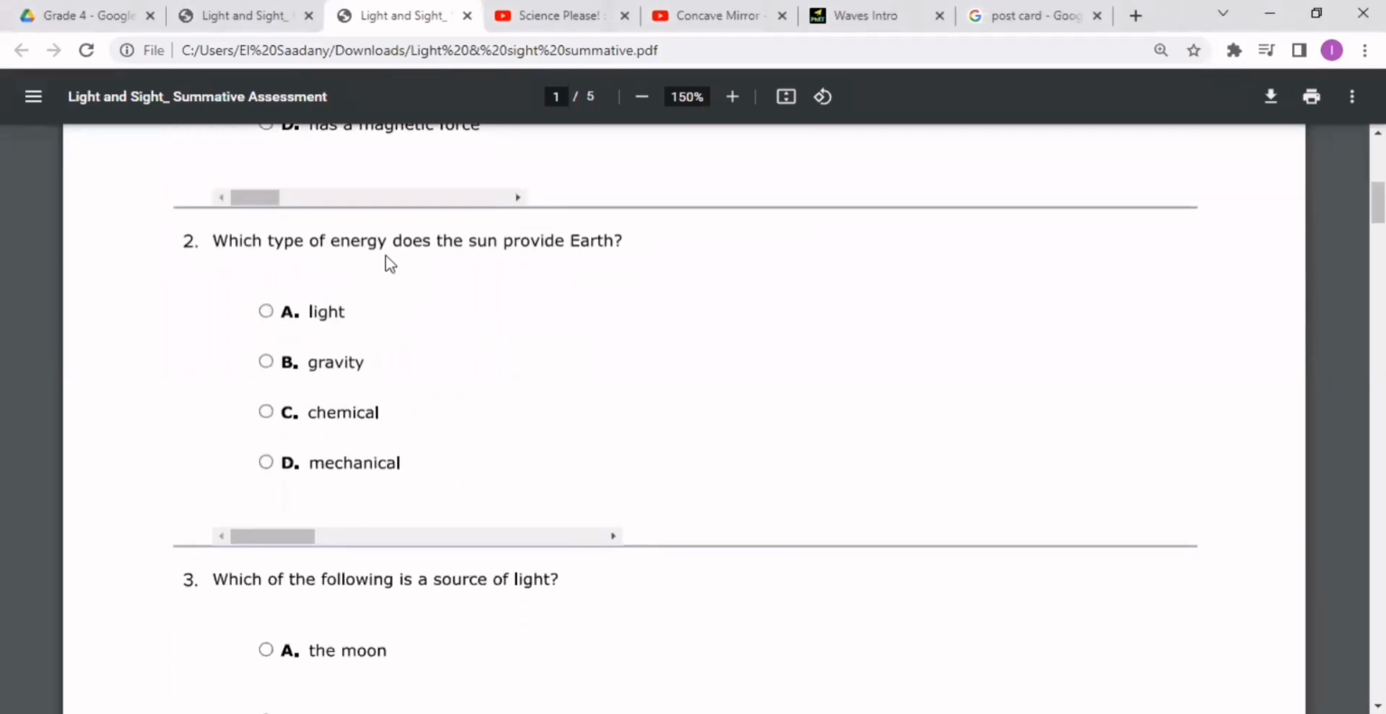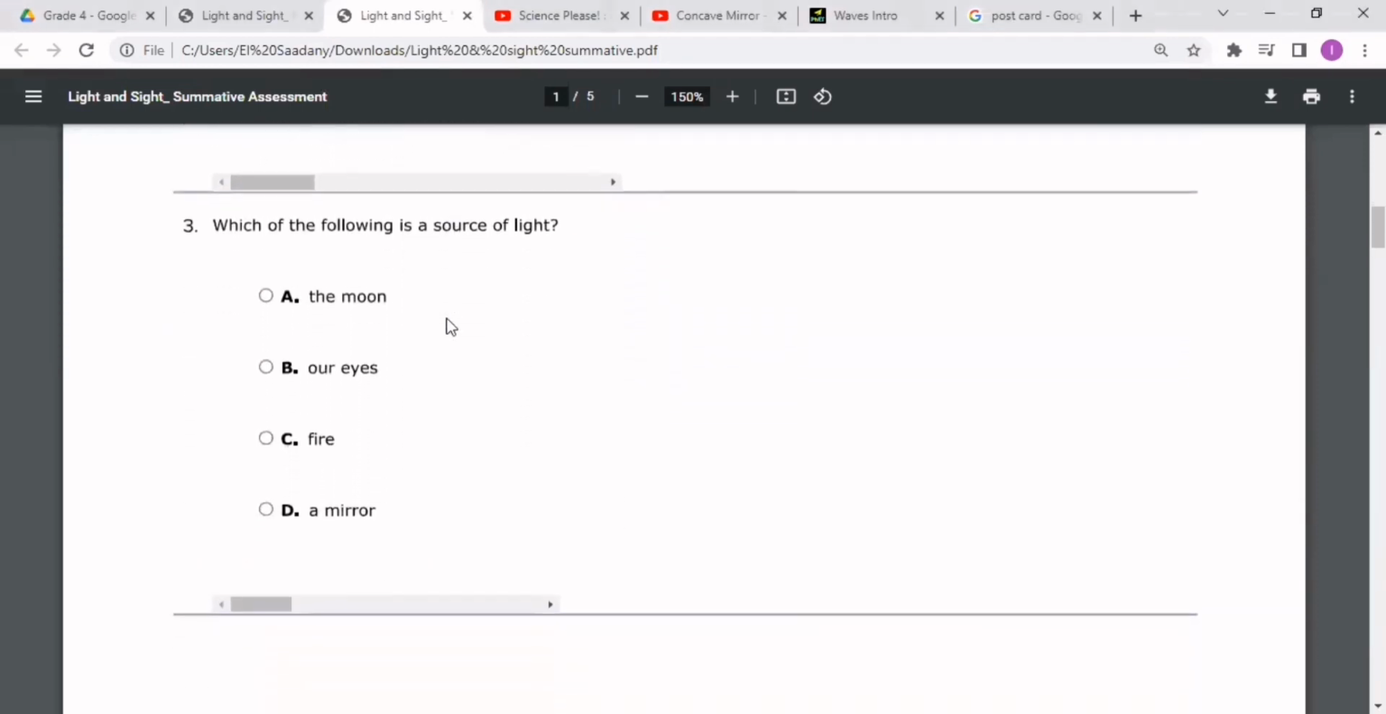Which type of energy does the sun provide the earth? The sun provides the earth with light and heat energy. So let's see the choices. Light, yes. Gravity, chemical, mechanical. It provides the earth with light energy. So the answer is light. Let's move on to the next question.